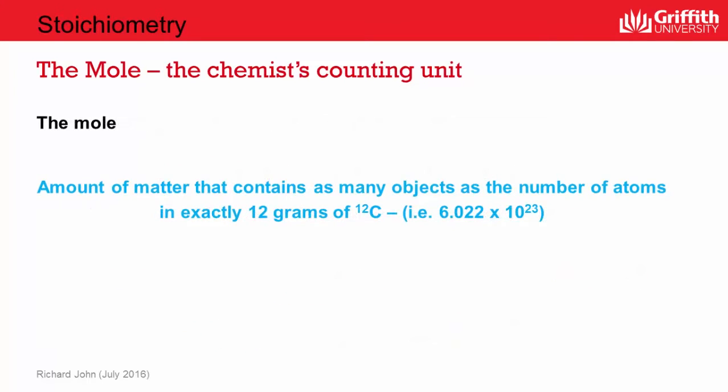So this definition of the mole, the amount of matter that contains as many objects as the number of atoms in exactly 12 grams of carbon-12, and that number to 4 significant figures happens to be 6.022 by 10 to the 23. It seems such a peculiar definition for quantifying the amount of matter. And in the follow-up videos, we actually see why we've defined the mole in such a way.